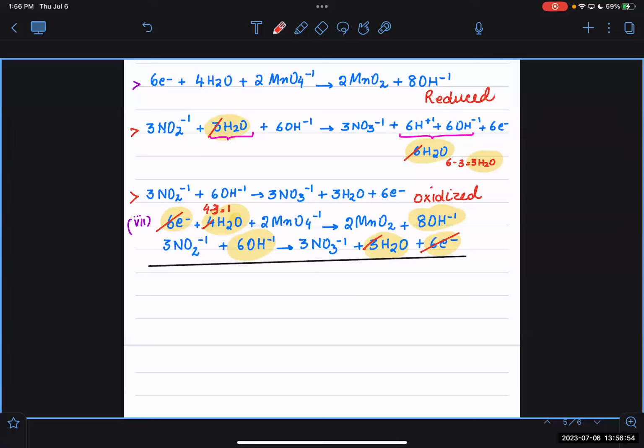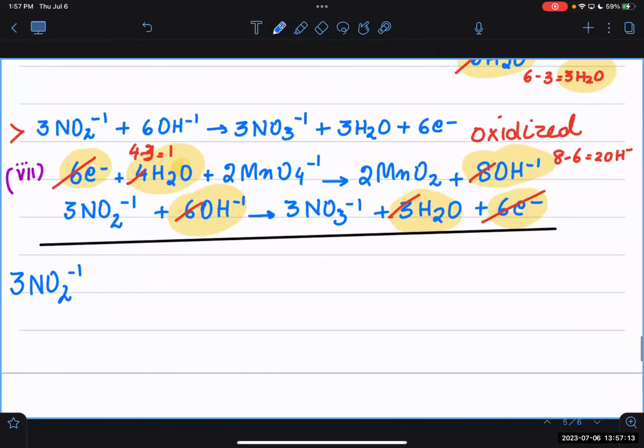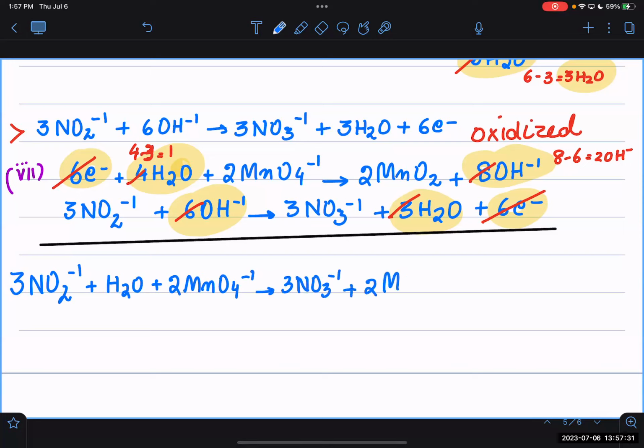Okay, 1 water is going to be left. So that's one piece. Here also 6 and 8, so 8 minus 6 is equal to 2 OH is left. Okay, the rest of it is the same. You can just copy this down. So we have 3 NO2 minus 1, plus 1 H2O plus 2 MnO4 minus 1. This gives you 3 NO3 minus 1 plus 2 MnO2 plus 2 OH minus 1.